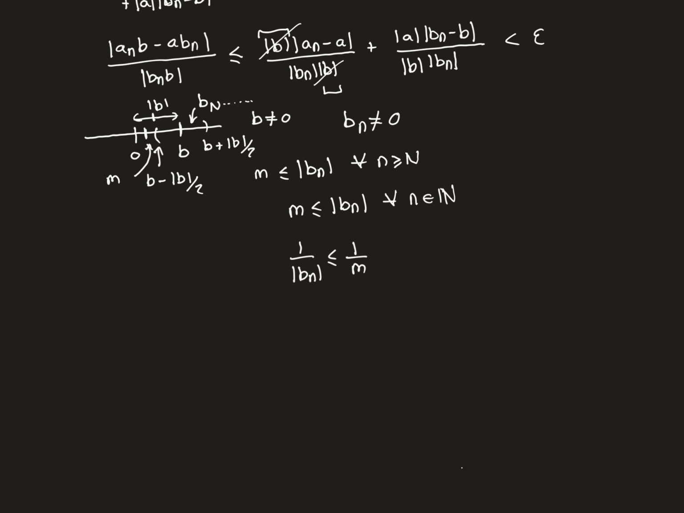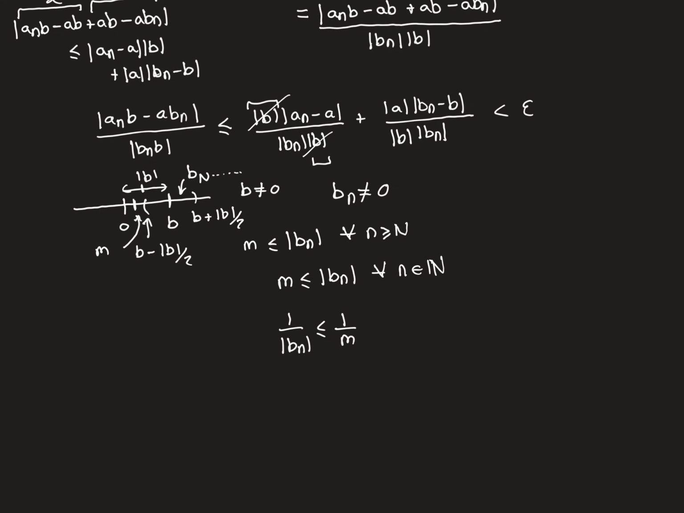And now we can use that to create a new inequality, which is, factor this out here. So imagine factoring this out. So we've got 1 over mod bn times, and then we've got mod an minus a plus mod a over mod b times mod bn minus b, like so. And those are just normal brackets rather than, they look like absolute value signs, but they're just meant to be normal brackets.